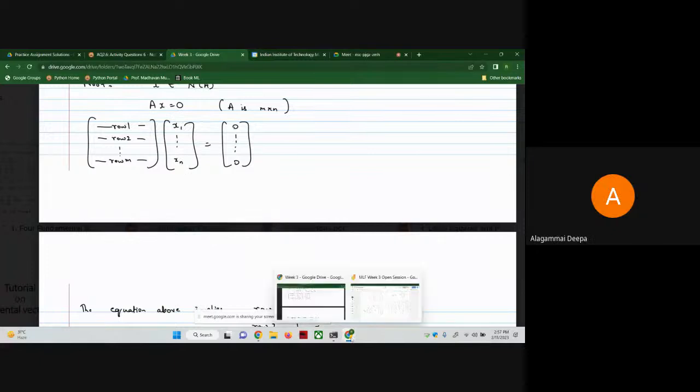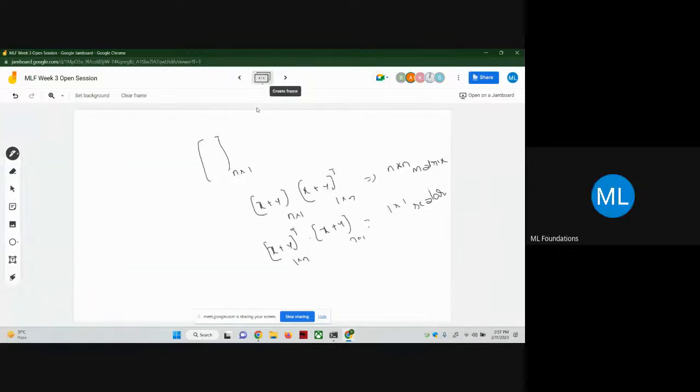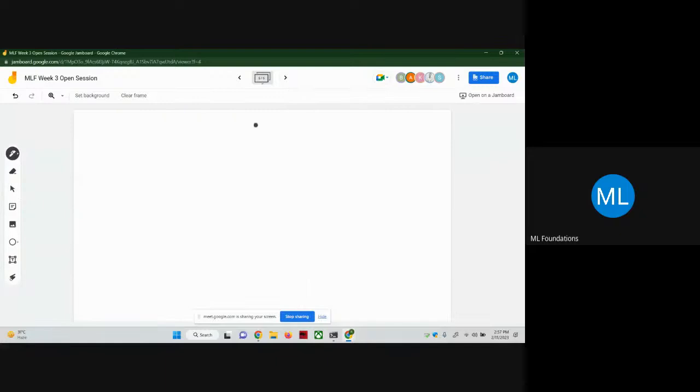Previously, we saw that the row space of A is equal to the null space of A transpose, no, sir? No. We didn't see that. We just said that the row space of A is nothing but the column space of A transpose. The dimension of the row space of A is equal to the dimension of the column space of A, which is equal to the rank of A. Okay, correct. Thank you, sir.